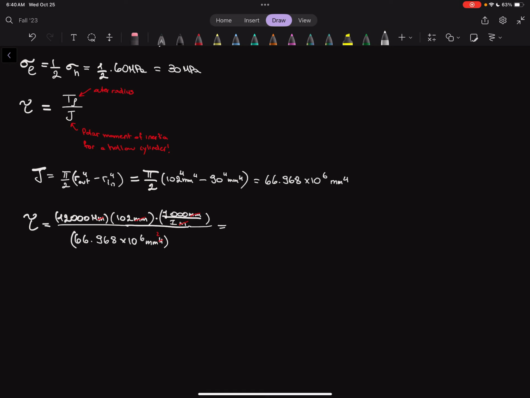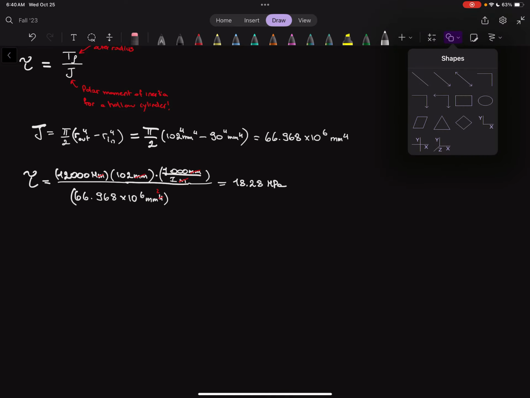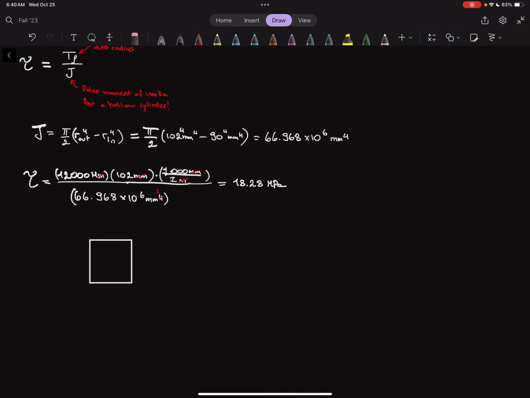So 12,000 times 102 times 1,000 divided by 66.968 times 10 to the 6. My answer is going to be 18.28 megapascals. So now we can draw our little stress element.